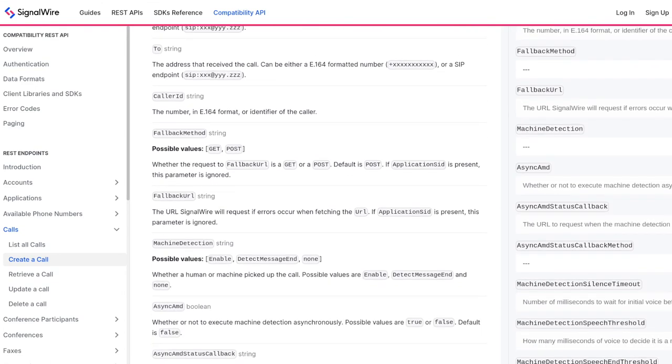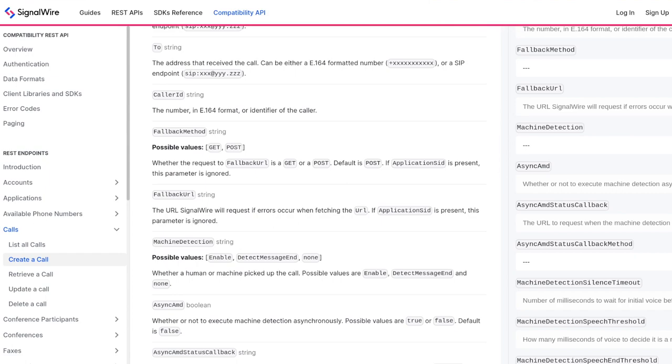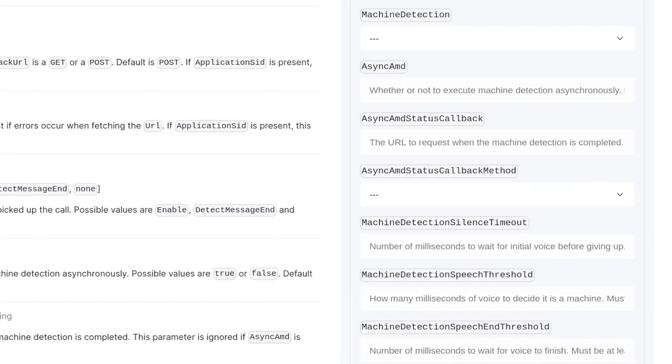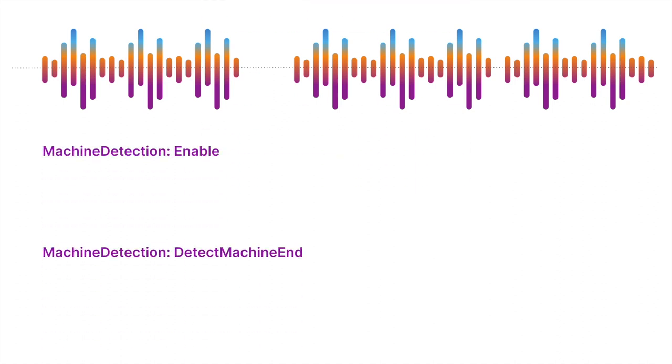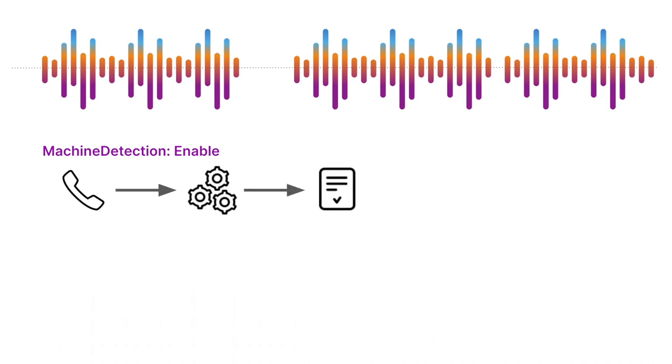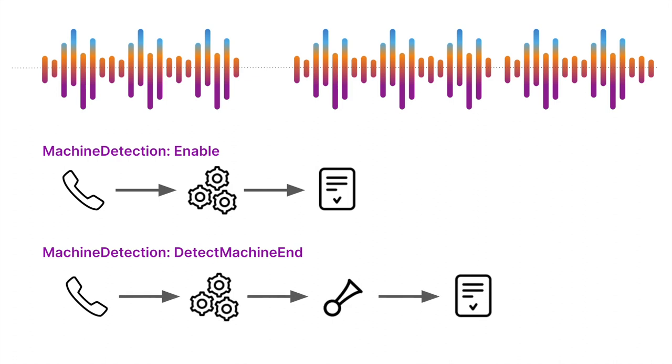There are several parameters we can adjust to achieve our desired behavior. Let's take a look at each one of them. Machine detection is the switch that enables or disables AMD. By default, it is disabled, and to enable it, we need to set the parameter to either enable or detect machine end. Enable returns as soon as the machine is detected. Detect machine end waits for the end of the machine's message by looking for a beep.